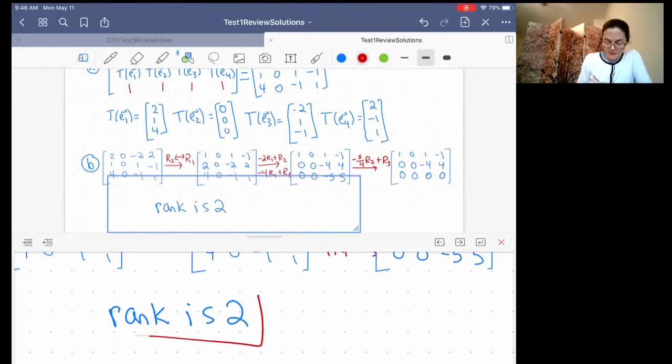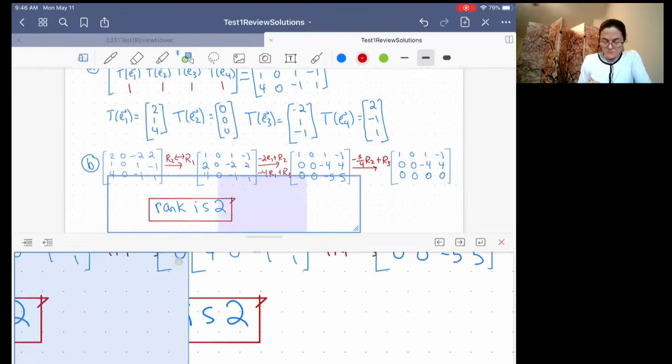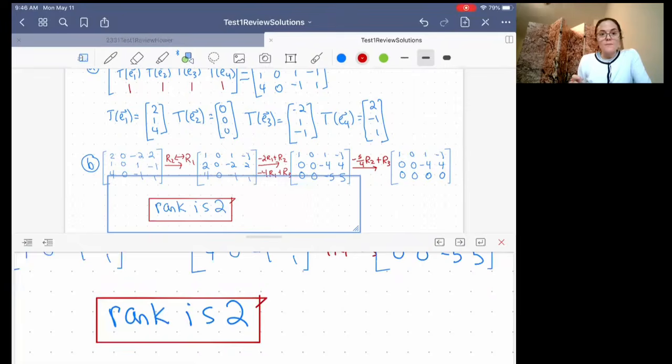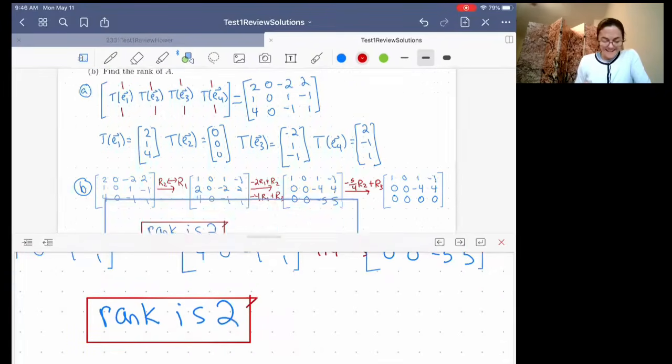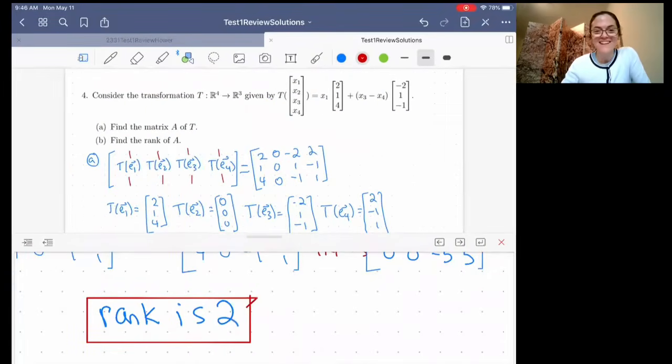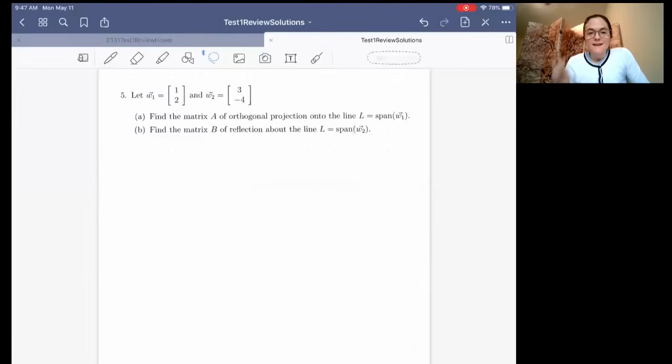Okay, so this is the end of number 4. Now we will move to number 5. Okay, we need to find the matrix. Well, we have to find 2 different matrices. We have an A and a B. First, we want to project onto the line spanned by this W1, and then we want to reflect about the line spanned by the W2.